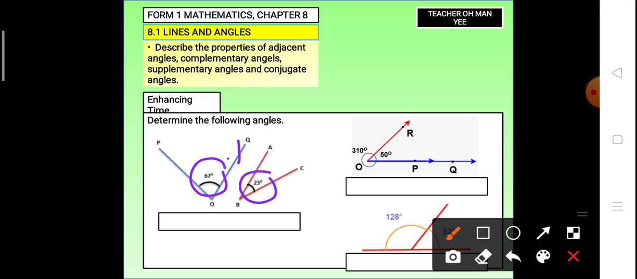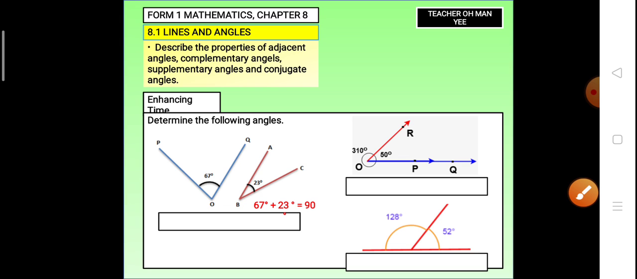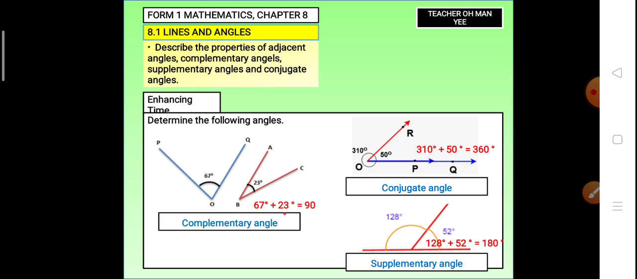So we try to add them up. What happened? When we add them up, we get 90 degrees. So class, 90 degrees is a complementary angle. And the second one, we have 310 added with 50 degrees. So we get 360 degrees, which means a whole turn. It will go to conjugate angle. And the last diagram, we have 128 degrees with 52 degrees, and we get 180 degrees. So if we get 180 degrees, this is a supplementary angle.